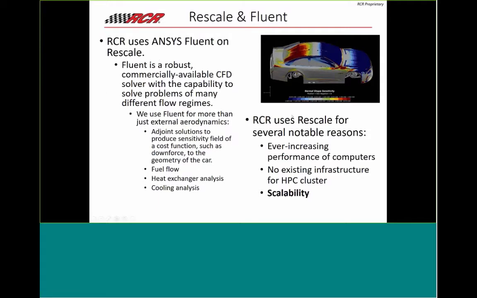We also use it for adjoint analysis, which is to help produce a sensitivity field of a cost function, which may be downforce. So this would tell us, here's a suggestion on moving this body panel this direction to increase downforce.